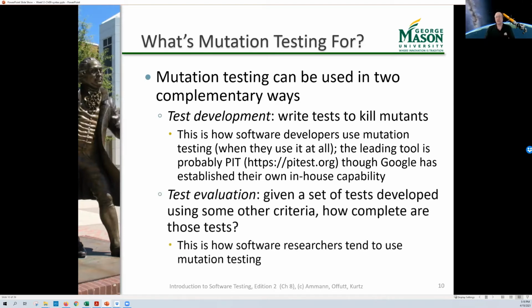We can also use mutation testing to evaluate test sets that come out of other processes. So given a set of tests that are developed using some other criterion, how complete are those tests? And this is how software researchers tend to typically use mutation testing. And these two are complementary. They're not mutually exclusive.